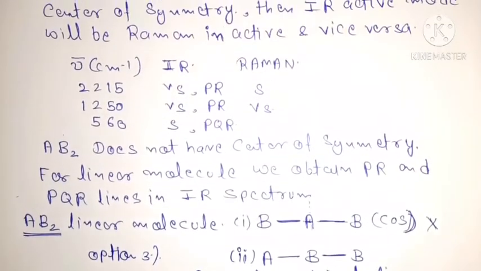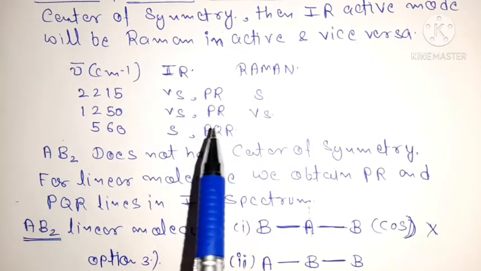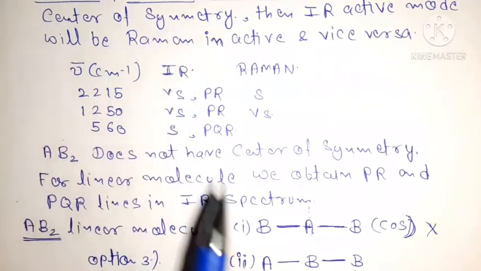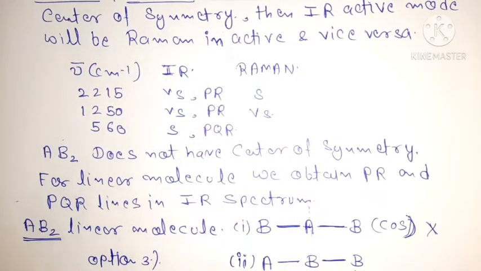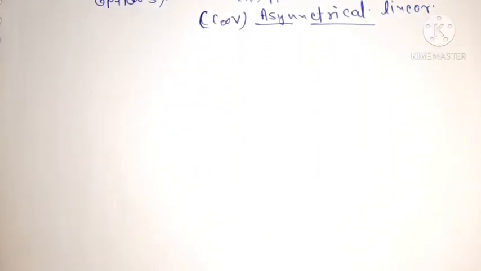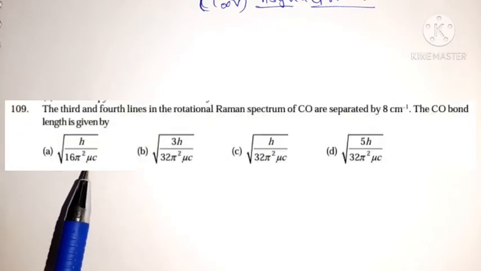See once again the whole solution. I hope you understand it. You only need to observe this table carefully, or have an idea of the rule of mutual exclusion, then you can easily solve this question. Understand? Now we move towards our next question.